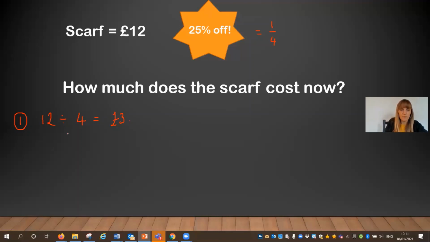That's the discount. So for step 2, before I can decide my final answer, I'm thinking, well, my scarf originally cost £12. It's had 25% off in the sale, and I know that 25% of £12 is 3. So I'm going to take that away, and that's going to leave me, it was the same as the previous one, the scarf now costs £9. So 25% off of £12 leaves me with 9.